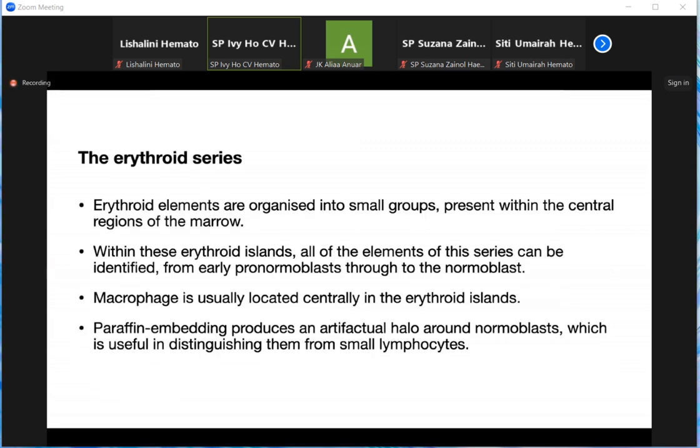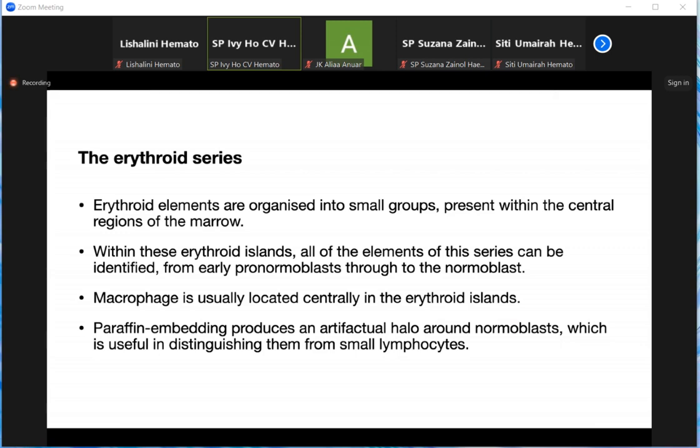Let's go to the red blood cell series, the erythroid elements. They are normally organized in small groups. They are not near the bone; they are in the central regions of the marrow spaces. And these erythroid islands will consist of the whole series of erythroid elements, from the early pronormoblast throughout to the normoblast.